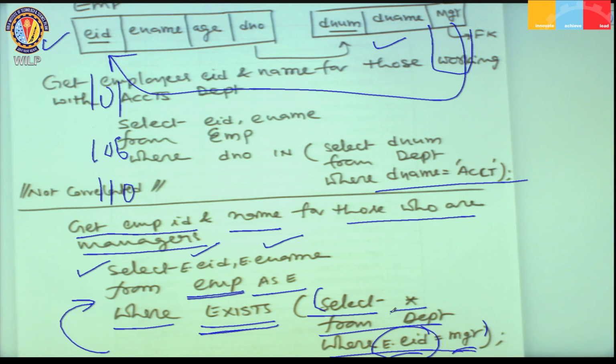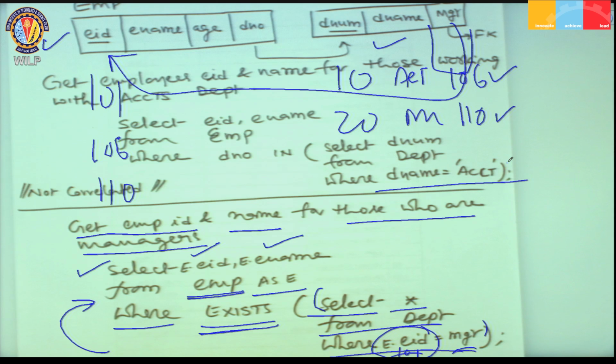One-time execution of the inner query is not possible, is not correct, and every time the E.EID value will change. For the first tuple, the E.EID is going to be 101 and it will check. Let us assume that I have department numbers 10 and 20, which are accounts and marketing. The manager is equal to 106 and the manager is equal to 110, and it will check whether there is any tuple where 101 is there as the MGR attribute in the department table. No such tuple exists, so there will be no tuples in the result of this particular inner query. That means this EXISTS clause will evaluate to false.